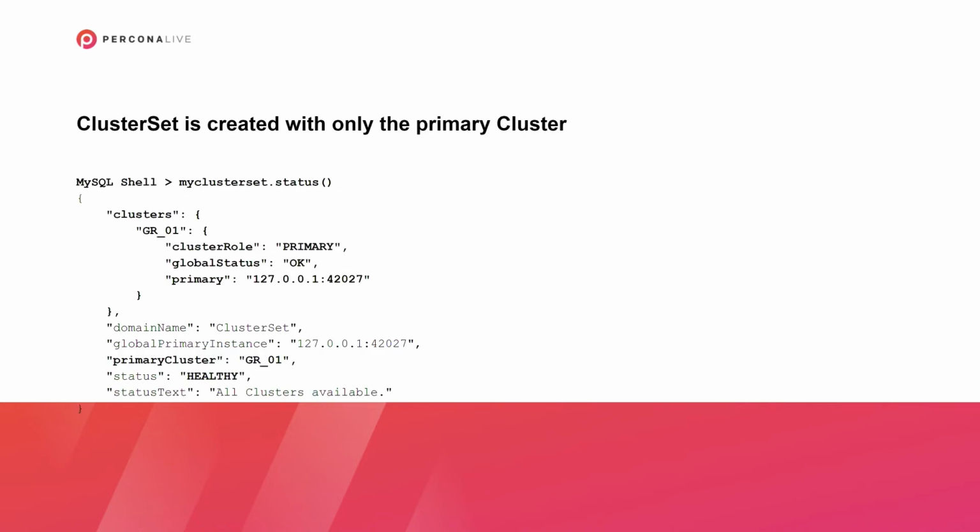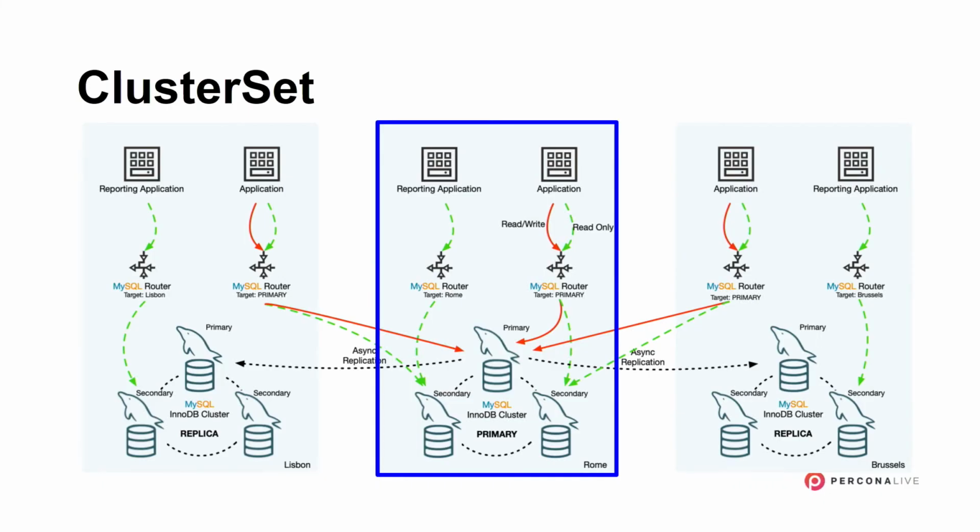And you can check the status of your cluster set. It will tell you the clusters that are part of your cluster set. You can have multiple replicas. It doesn't need to be only 2 or 3. It will tell you who is the primary for each cluster and which cluster is the primary cluster. In this case, since we only have gr01, that one is the primary. And it will tell you if the cluster is available and healthy.